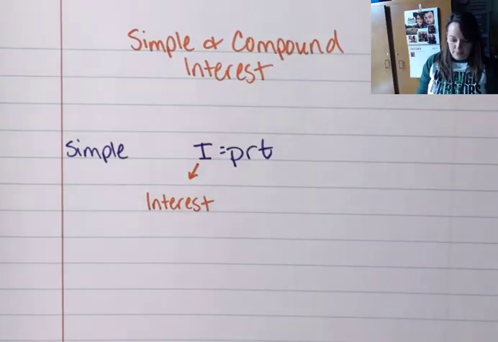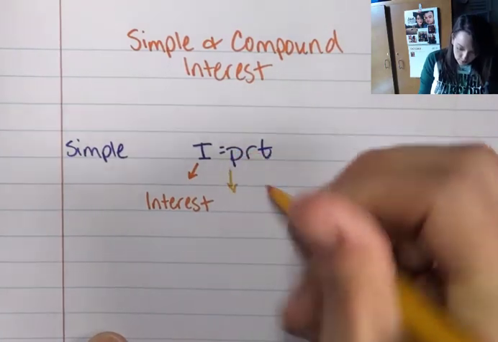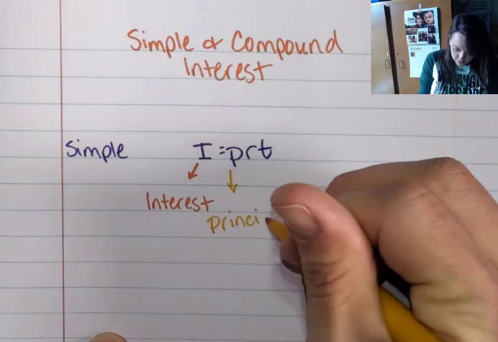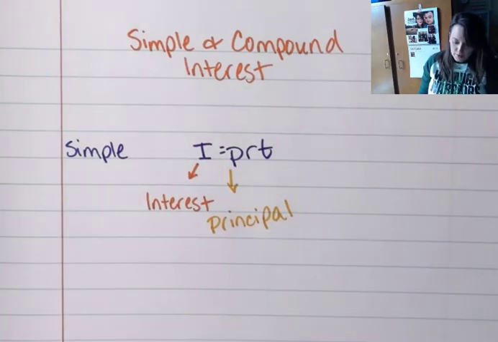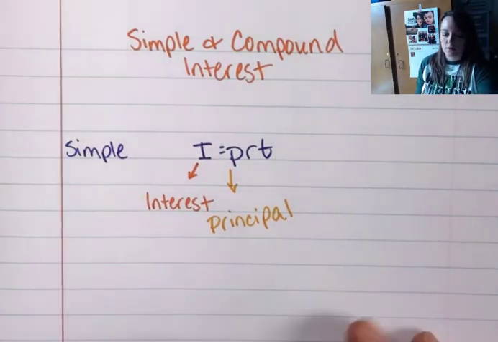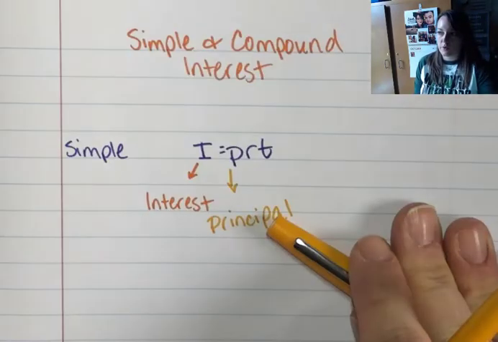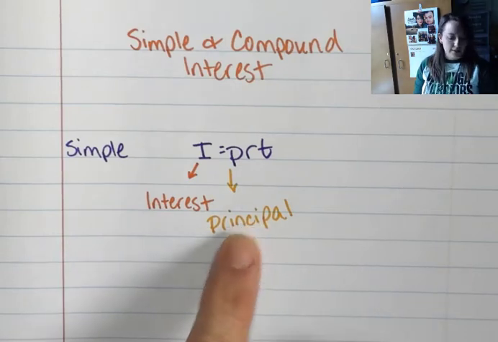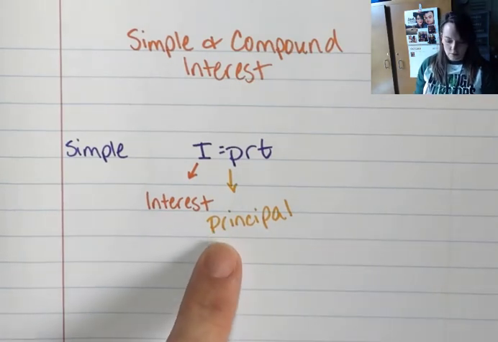P is principal. Principal. This is money in or money out. So if you borrowed money, this is how much money you borrowed. If you invested money, this is how much money you put in.